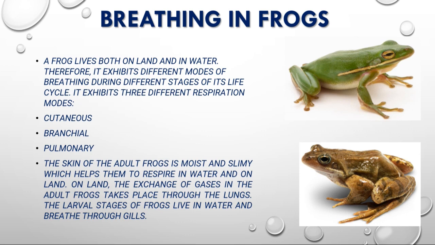The skin of the adult frogs is moist and slimy, which helps them respire in water and on land. On land, the exchange of gases in adult frogs takes place through the lungs, and in the larval stages the frogs live in water and breathe through gills. When the frog is a tadpole in its life cycle, it has gills. It does not have any lungs.